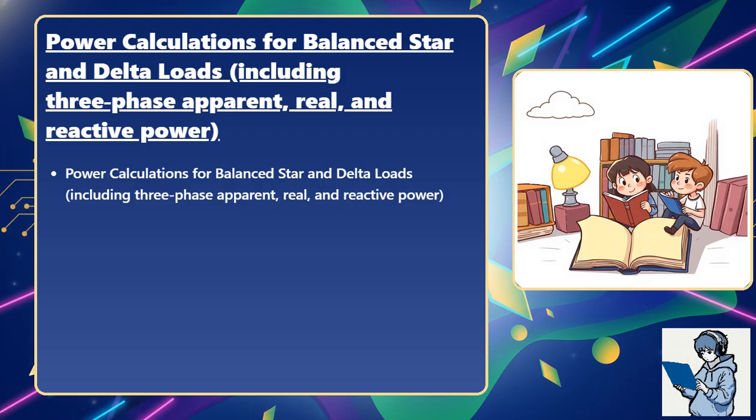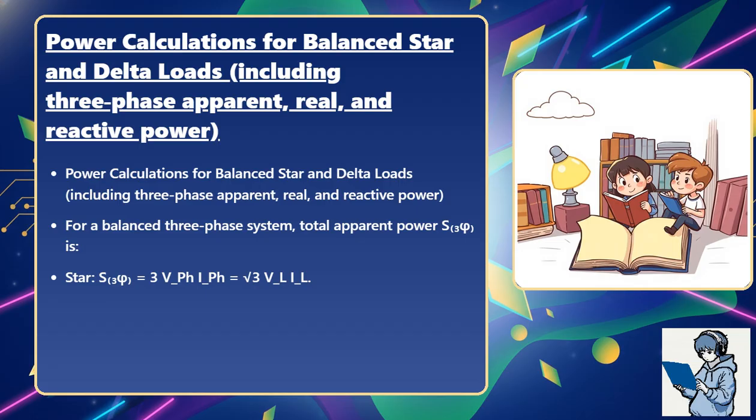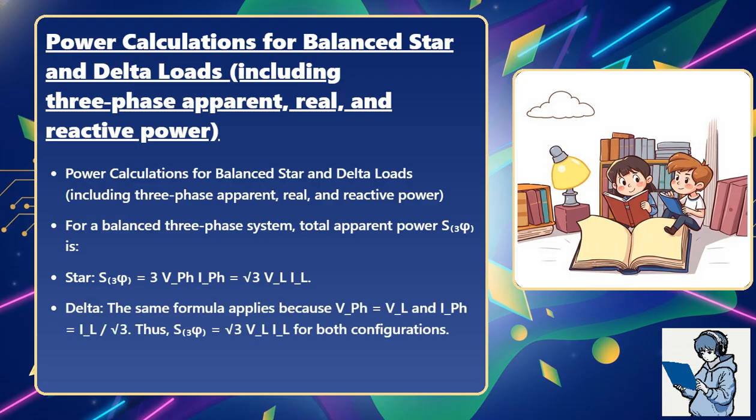Power calculations for balanced star and delta loads, including three-phase apparent, real, and reactive power. For a balanced three-phase system, total apparent power S3 phi is, for star, S3 phi equals 3 V sub PH I sub PH equals square root of 3 V sub L I sub L. Delta, the same formula applies because V sub PH equals V sub L and I sub PH equals I sub L divided by square root of 3. Thus, S3 phi equals square root of 3 V sub L I sub L for both configurations.